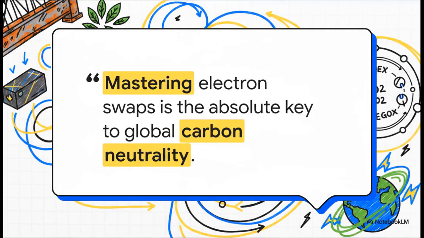So, from the rusting of a massive steel bridge to the battery inside your phone, all the way down to the oxygen filling your lungs, it all comes down to the microscopic swapping of electrons. And as we look to the future, mastering these quantum electron swaps, whether that's by building better solid-state batteries or engineering brand new green tech, is the absolute key to global carbon neutrality and our overall technological survival. It truly is the master ledger of the universe, and we are really just beginning to learn how to read it.